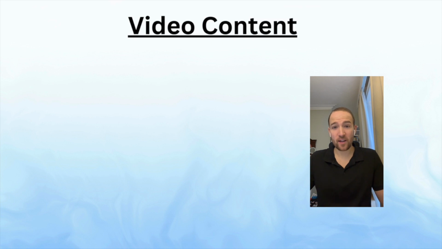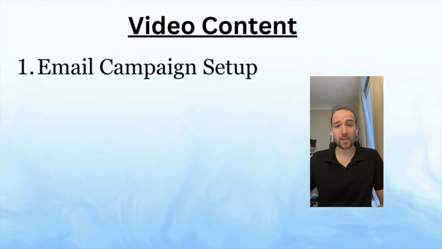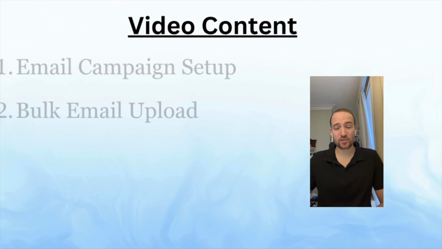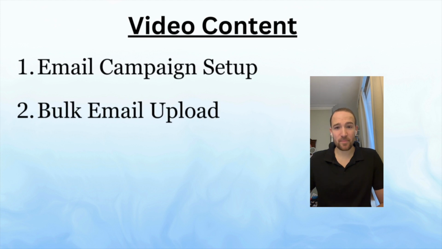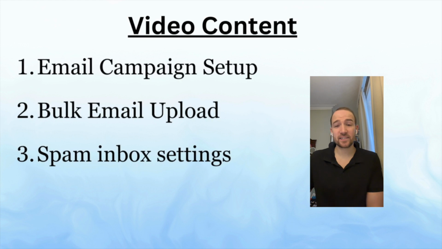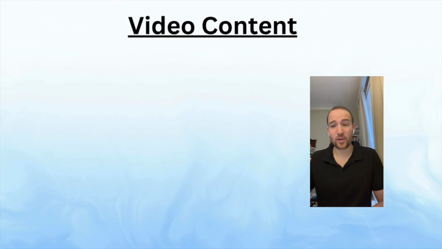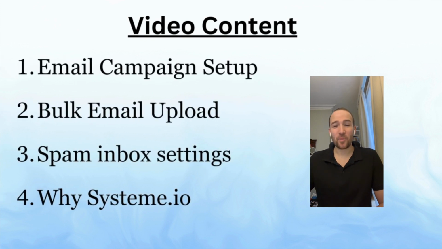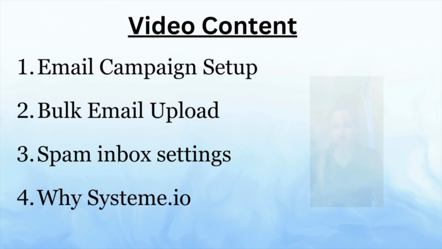So, what are we covering? We're going to start with the email campaign setup, the hyperlinks and substitutions. Then we'll move on to bulk email upload, in case you're coming from a different system. Then settings to avoid the spam inbox. This is a very important section. And then why I think you should choose Systeme.io. So, let's get started.